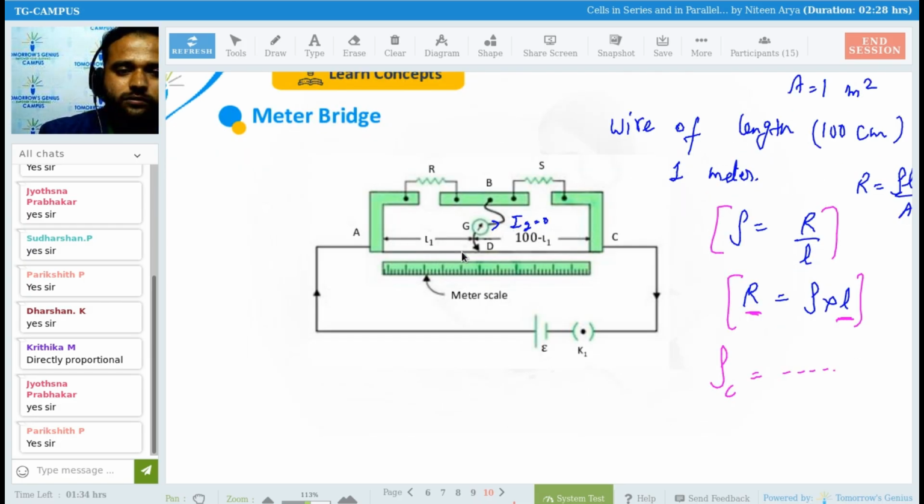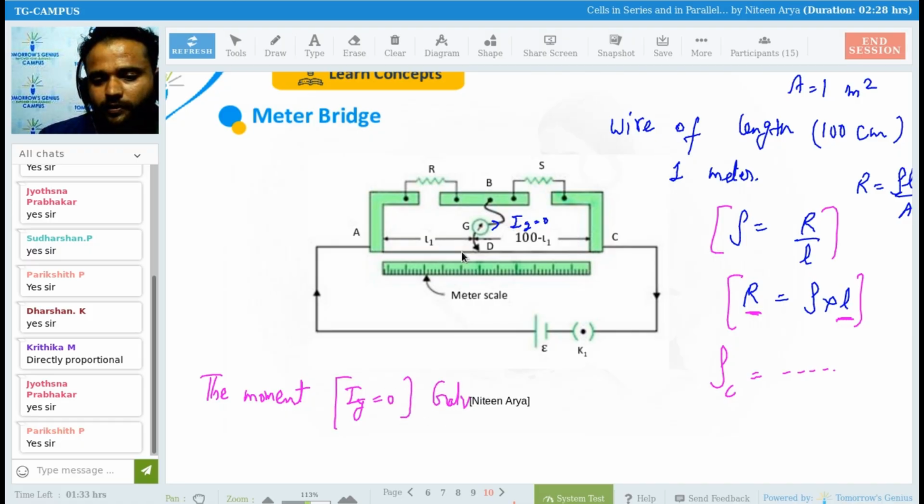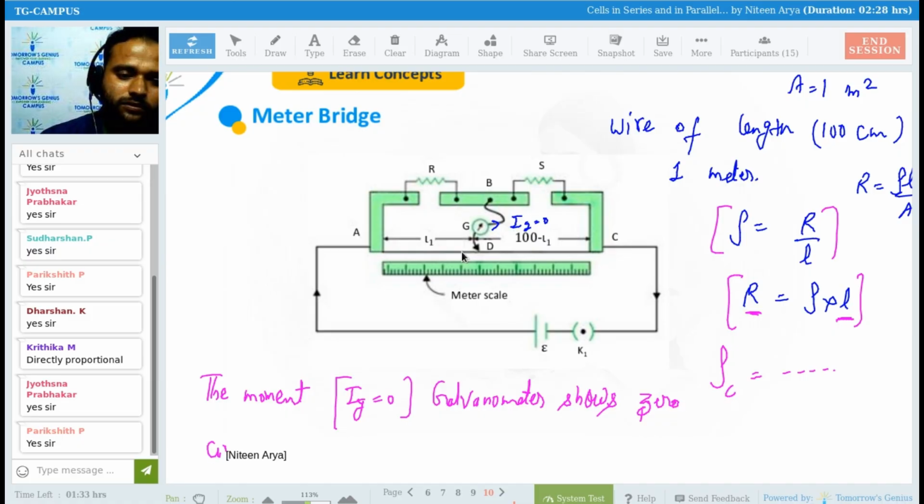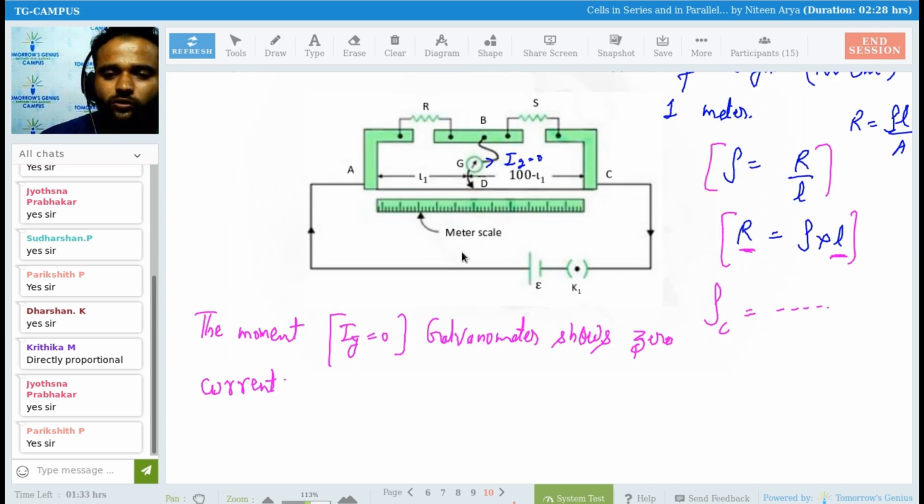The moment Ig equals 0, or you can say the moment the galvanometer shows zero current. The moment this current is going to be zero, we again fulfill the condition of what?